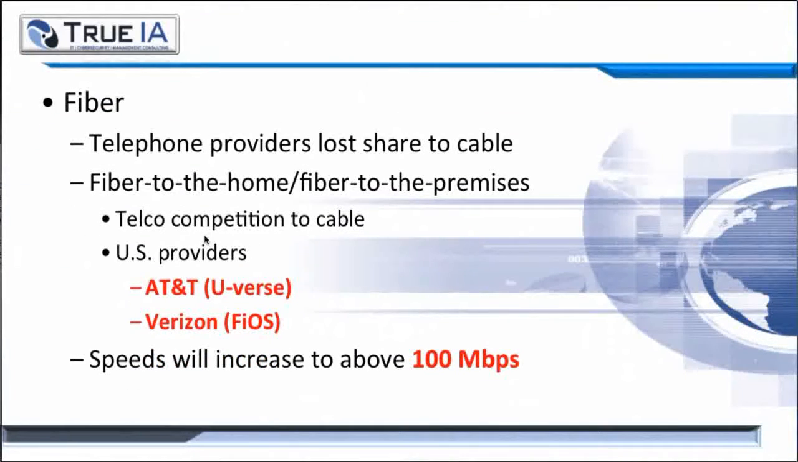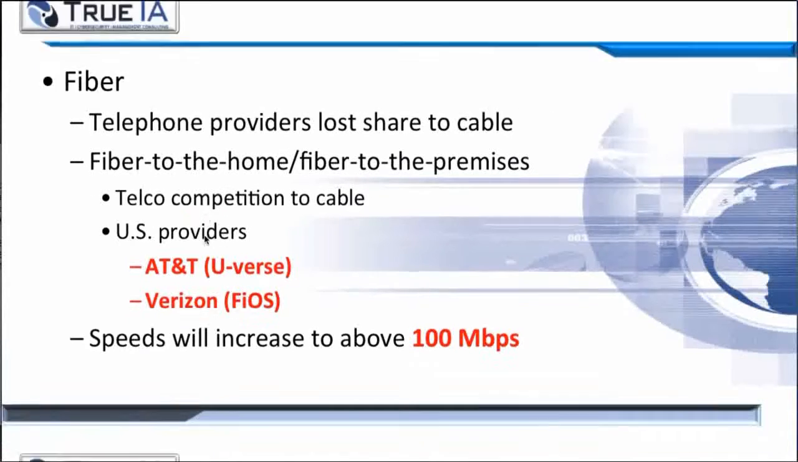Next, fiber. With fiber, you have two primary options, either fiber to the home or fiber to the premise. For instance, AT&T U-verse offers fiber to the premise, whereas Fios offers fiber to the home. Unfortunately, it's not widely available yet. However, if you are lucky enough to be able to subscribe to a fiber connection, you should be able to enjoy speeds upwards of 100 megabits per second or better.